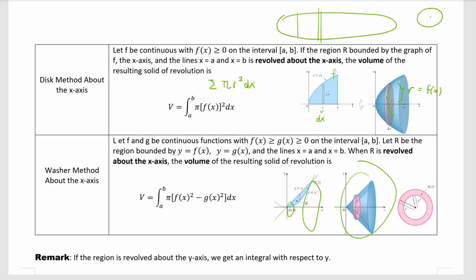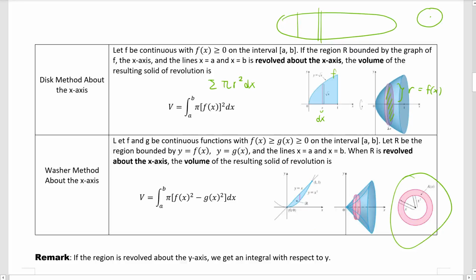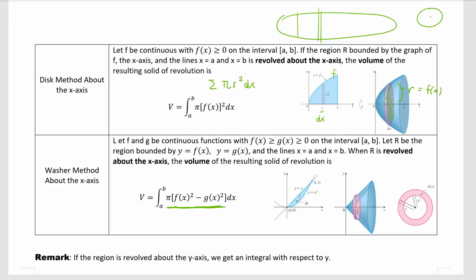Now, we can also cut it into slices. But when we cut it into slices, each slice is not a circle, it's actually an annulus, right? It's like a disc with a cavity. So what is the volume of this cylinder? It's still area of the base times height, but the base is pi big R squared minus small r squared. That's why the sum is pi times big R squared minus small r squared, and the height is still dx. The big R is f, the small r is g. So that's why you get this formula.